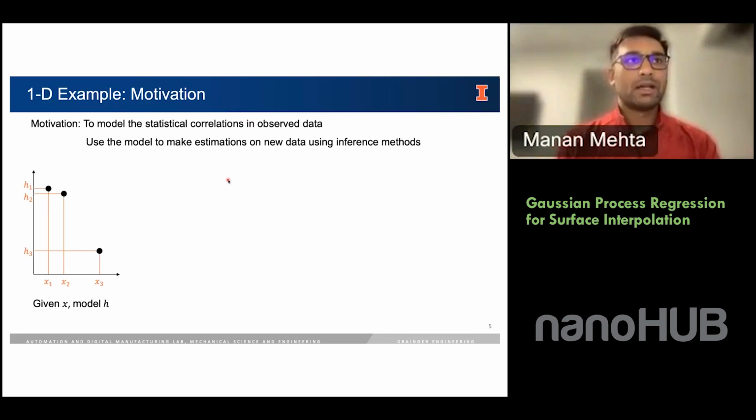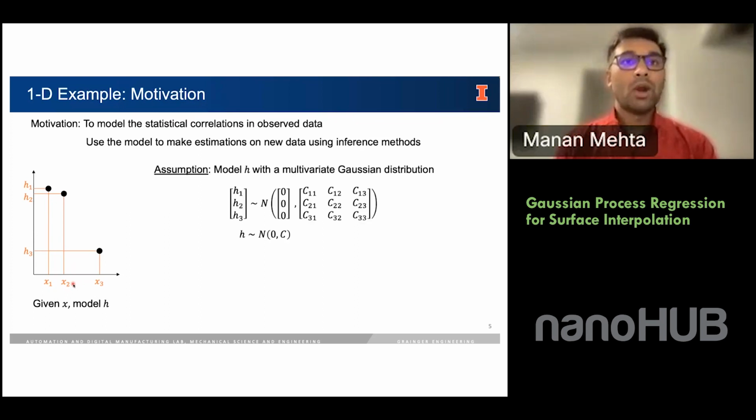So consider this 1D example where I have 3 points, x1, x2, and x3, and the heights at each of these 3 points, h1, h2, and h3, are given to me. The task here is that given these x's, I want to model these heights h. In order to do that, I'm going to assume that my model h follows a multivariate Gaussian distribution. So the heights h1, h2, and h3 follow a joint Gaussian distribution with zero mean for simplicity right now, and some covariance that I represent with covariance matrix C.